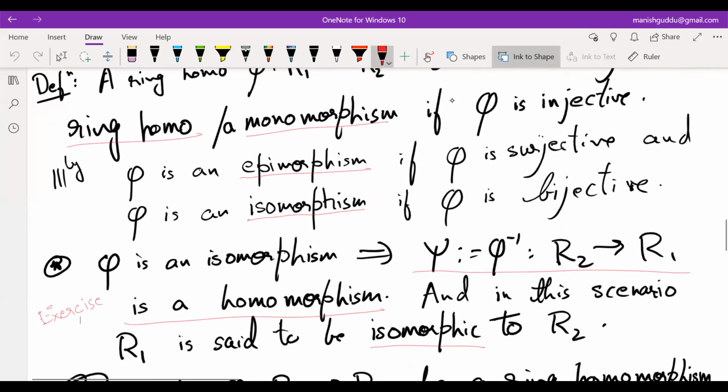So when there is an isomorphism between two rings, the two rings are isomorphic. So R1 is said to be isomorphic to R2. Okay.